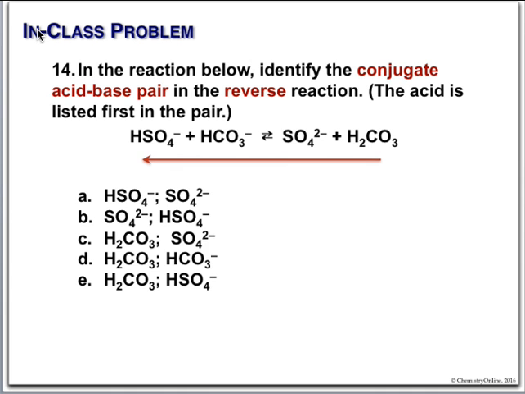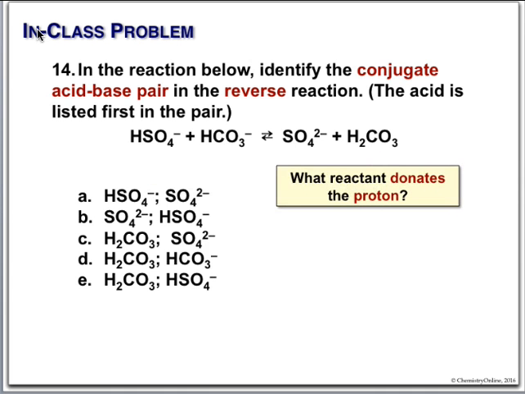Question you ask yourself: what reactant on this side donates the proton? What reactant donates the proton? Well, my gosh, sulfate doesn't even have a proton, does it? This is carbonic acid. It's going to donate a proton to sulfate to make hydrogen sulfate. So this is our acid.